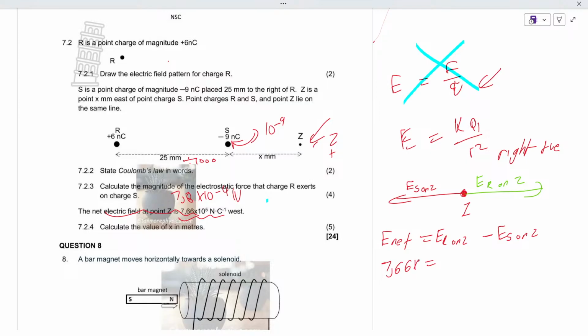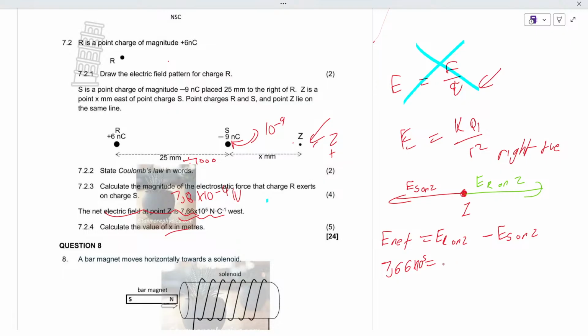7.66 times 10 to the power 5 is the one we're given. We are solving for what? We are solving for our x, this distance here. And then now our E-net of R on Z. So let's look at our E-net of R on Z.